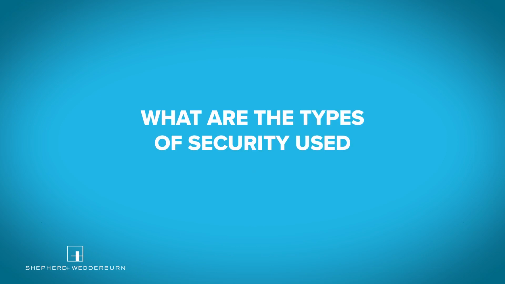What are the types of security used in practice? Scots law recognises both fixed and floating security, and so any security package taken by a lender on this type of transaction will almost always consist of asset-specific fixed security as well as an all-assets floating charge.